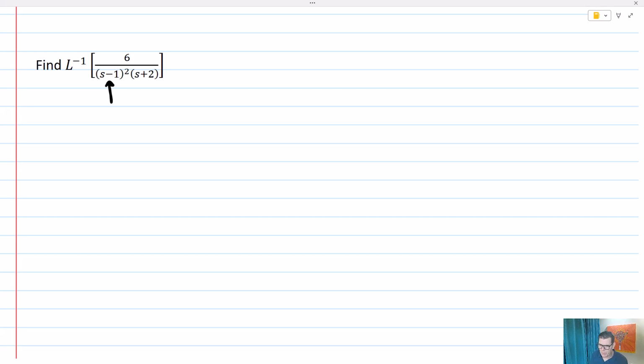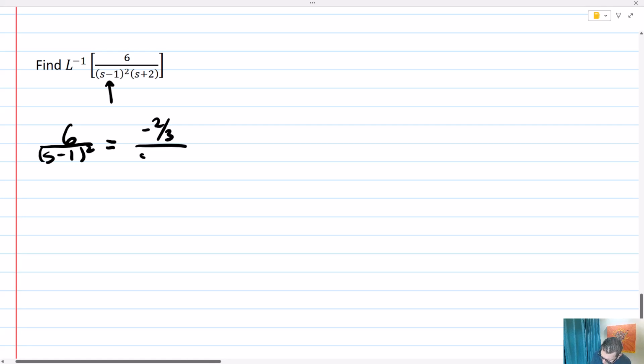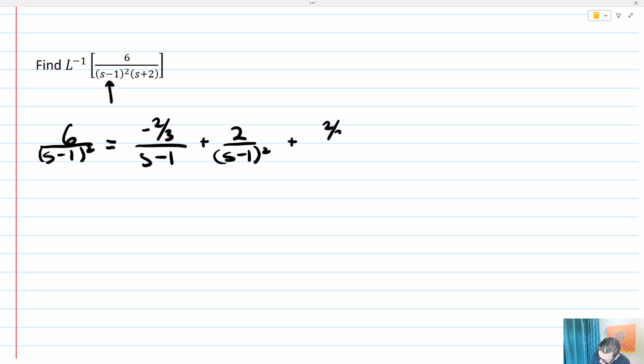The first thing we want to do is use partial fractions to split up this function into 3 component parts. So 6 over (s minus 1) squared times (s plus 2) is going to equal negative 2/3 over (s minus 1), plus 2 over (s minus 1) squared, plus 2/3 over (s plus 2).